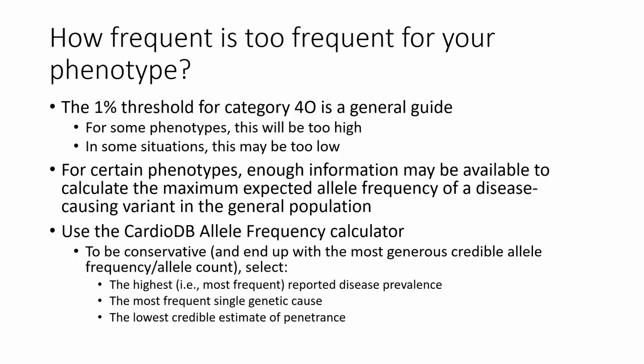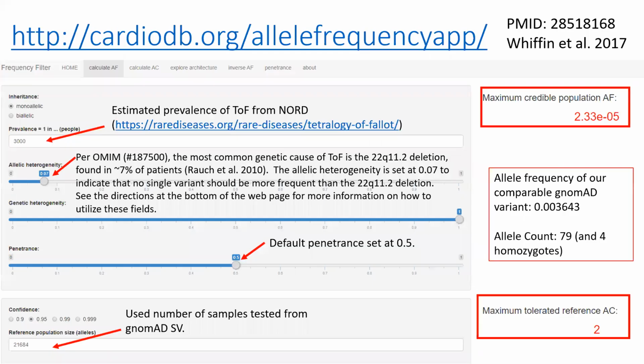If your actual allele frequency exceeds the highest plausible maximum you can come up with, you can feel comfortable awarding the -1 points and calling the variant benign. When using the calculator and trying out different numbers, try to put in the highest reported disease prevalence that you can find, the most frequent single gene cause that you can find, and the lowest credible estimate of penetrance that you can find, in order to get your most conservative numbers.